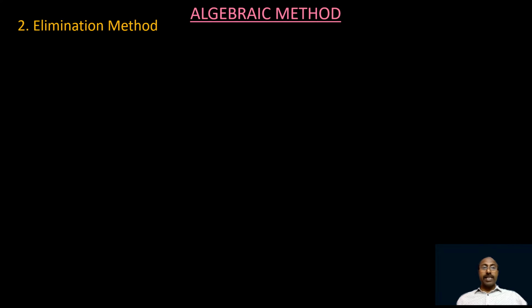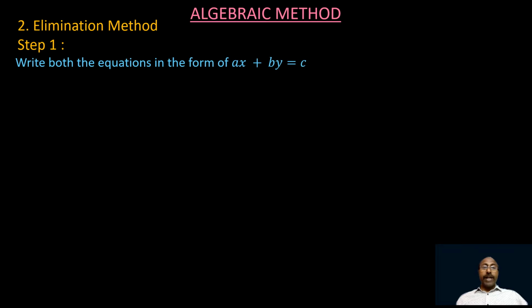So our second method is the elimination method. In the elimination method, we write both the equations in the form of ax plus by equal to c. So I am taking two equations in this form. The first one is 3x plus 2y equal to 11, and after that 2x plus 3y equal to 4.